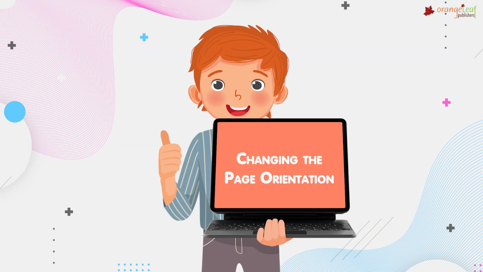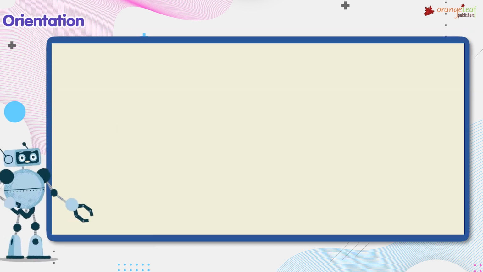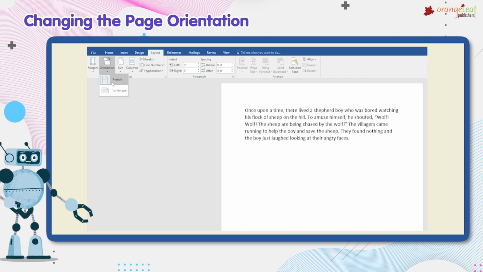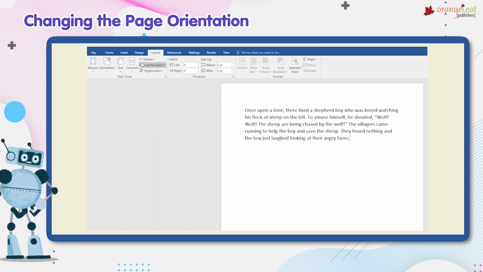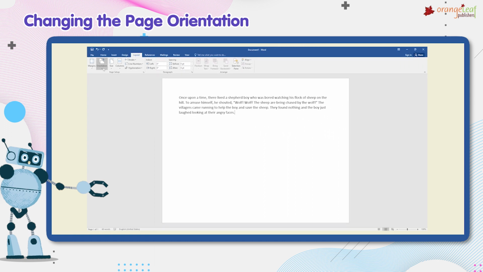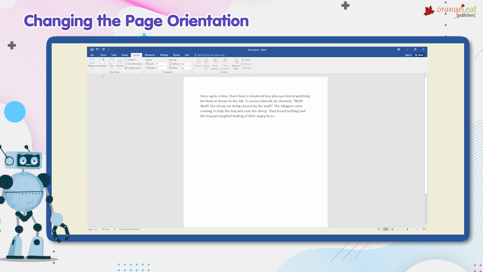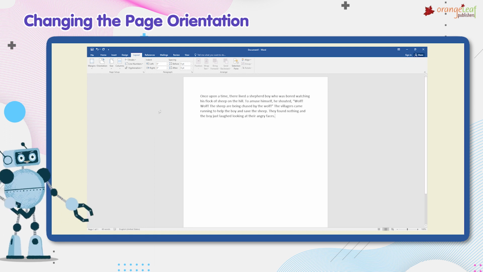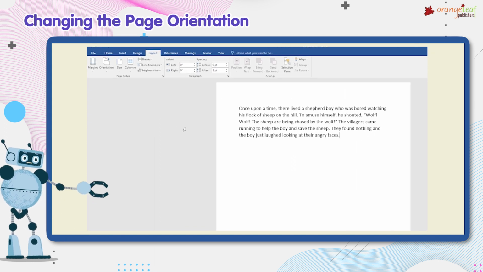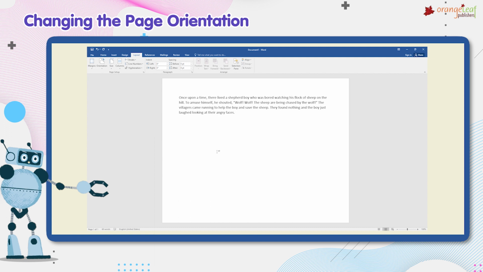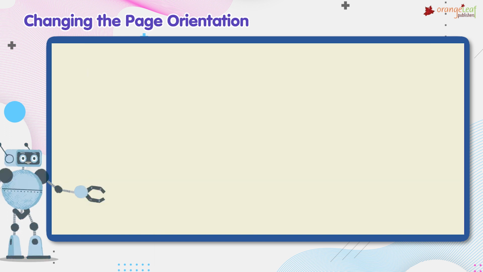Changing the page orientation. Page orientation is the direction in which a page is displayed or printed. There are two types of orientations, portrait and landscape. In the portrait orientation, the page height is longer than its width. By default, the Word document pages have portrait orientation. In the landscape orientation, the page width is more than the height.